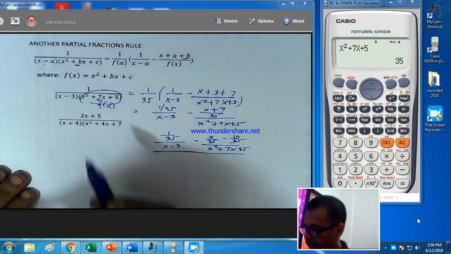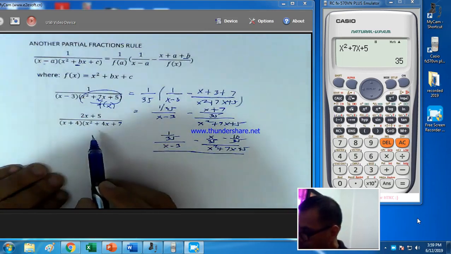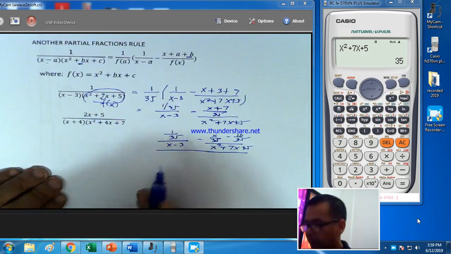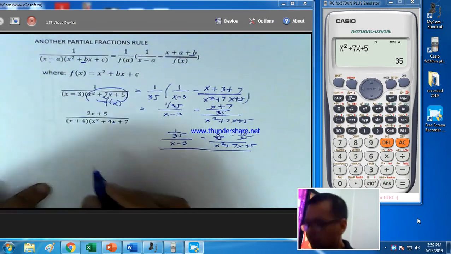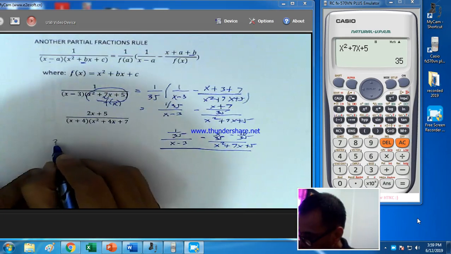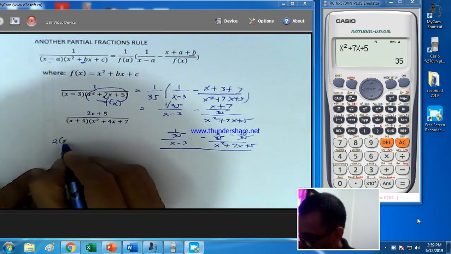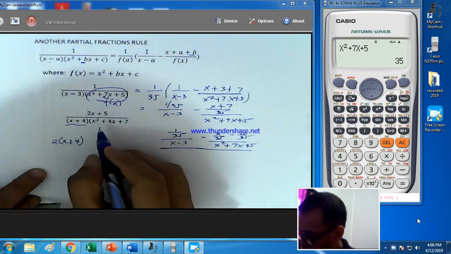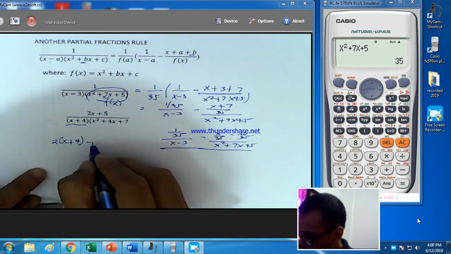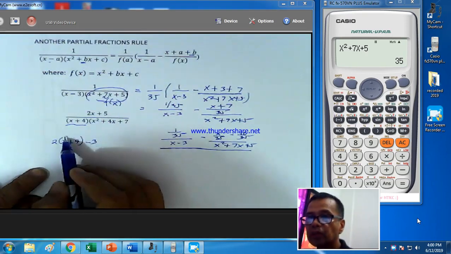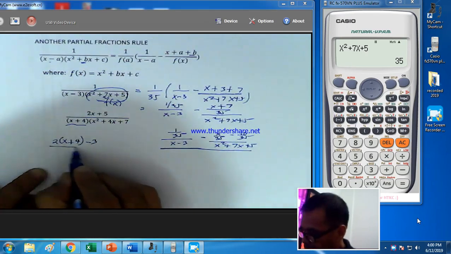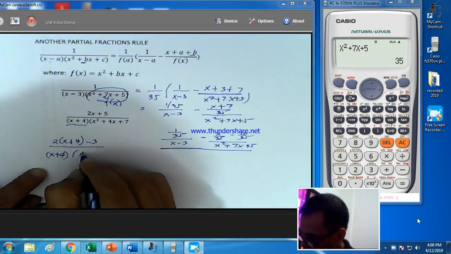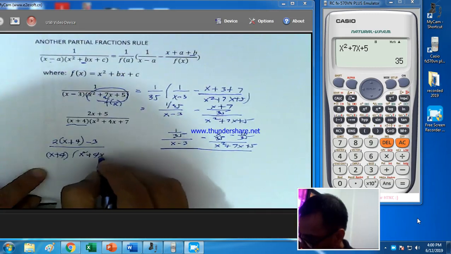Okay, let me solve another. This is quite a difficult one. 2x plus 5 over (x plus 4)(x squared plus 4x plus 7). Now let's modify it a little. Rewrite this as 2 times (x plus 4), which gives 2x plus 8, then subtract 3 to make it only 2x plus 5. That's 8 minus 3 is 5, over (x plus 4) times (x squared plus 4x plus 7).